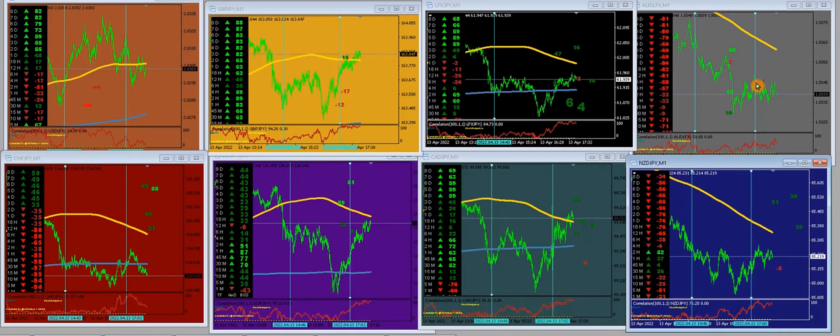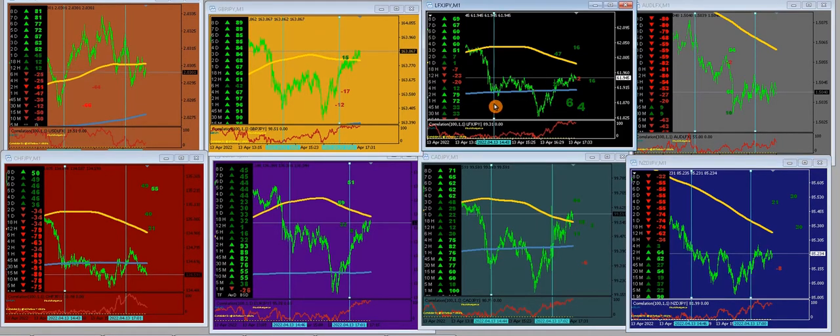So currently, Aussie and New Zealand are showing us a little bit of chop to weakness. CAD is up above those levels. Yen is LFX, is above those two levels. Pound is more above those two levels. And Swiss is below the levels. So this is confirming this.